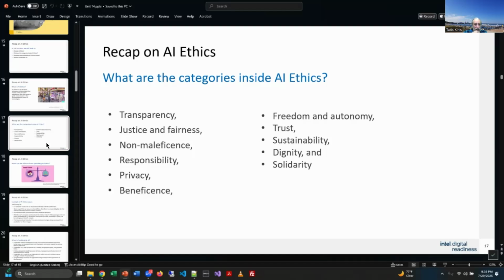Categories inside of ethics, like transparency, justice, fairness, non-malevolence, responsibility, privacy, benefits, and so on. You guys see all the different stuff there. These are all issues that we wrestle with, really the same kind of stuff we wrestle with as human beings. Another fascinating thing, as I've been talking about these topics with other IT people I work with, or people in the industry, is the impact it's already having on the workplace and our futures.